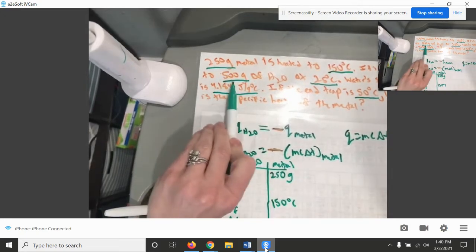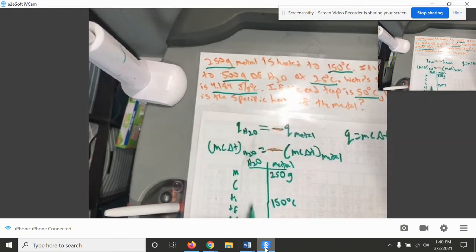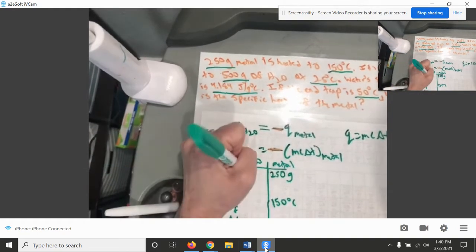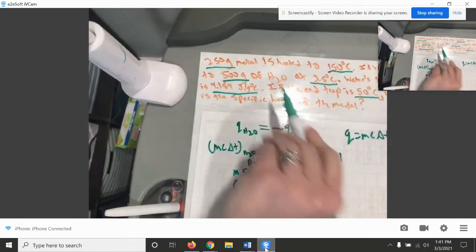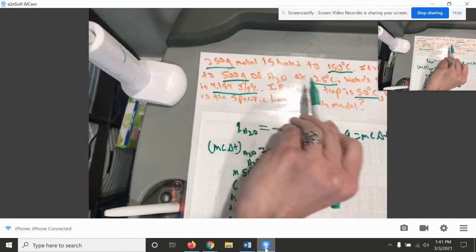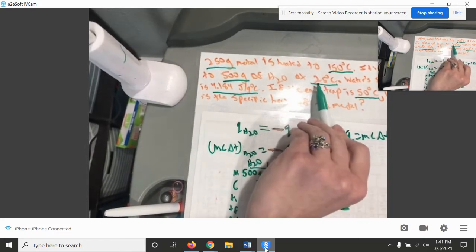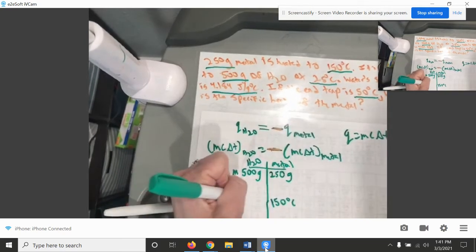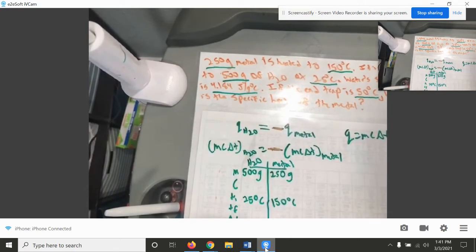It is added to 500 grams of water. Okay, it's telling us it's the water, so it's going to go on the water side. We should know that grams is mass. So 500 grams there. Cool. 500 grams of water at 25 degrees Celsius. That's telling you the water is starting at 25 degrees Celsius. Starting at means that that is its initial temperature for the water, 25 degrees Celsius.